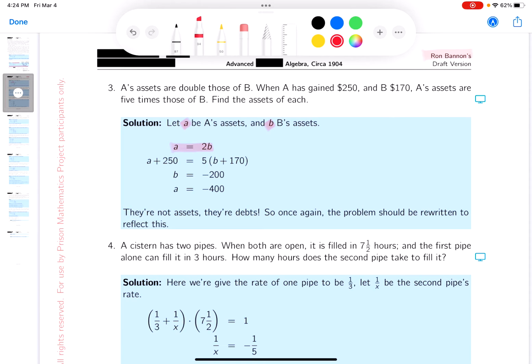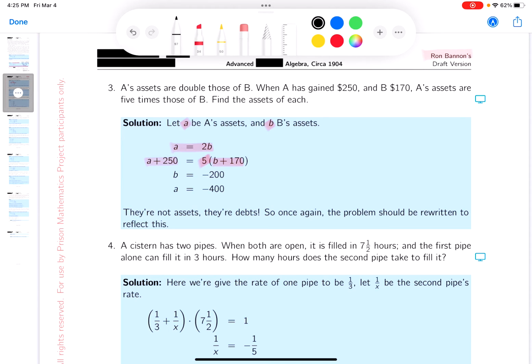It said when A has gained $250 and B $170, A's assets are 5 times those of B. So I wrote that down. Again, A gained 250, B gained 170, and what did it say? It said that A's assets are now 5 times that of B's. Okay, let's keep reading it.